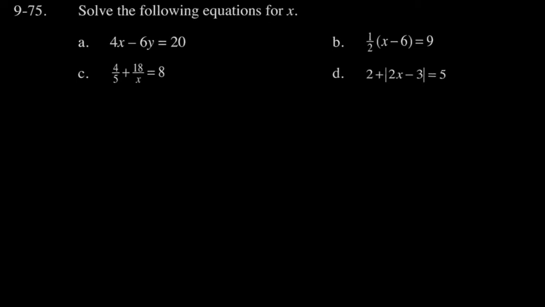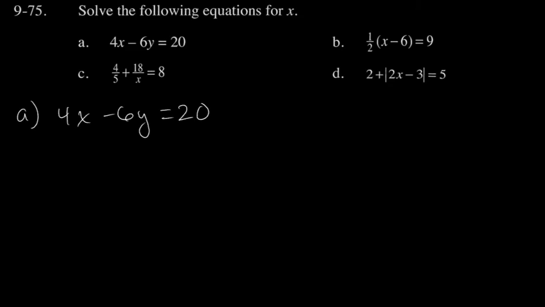Okay, question 75 says solve the following equations for x. This first option, we're doing all of them. This first question gives us an equation that has both x and y, right? So I know that my solution here is going to have y as part of the answer.